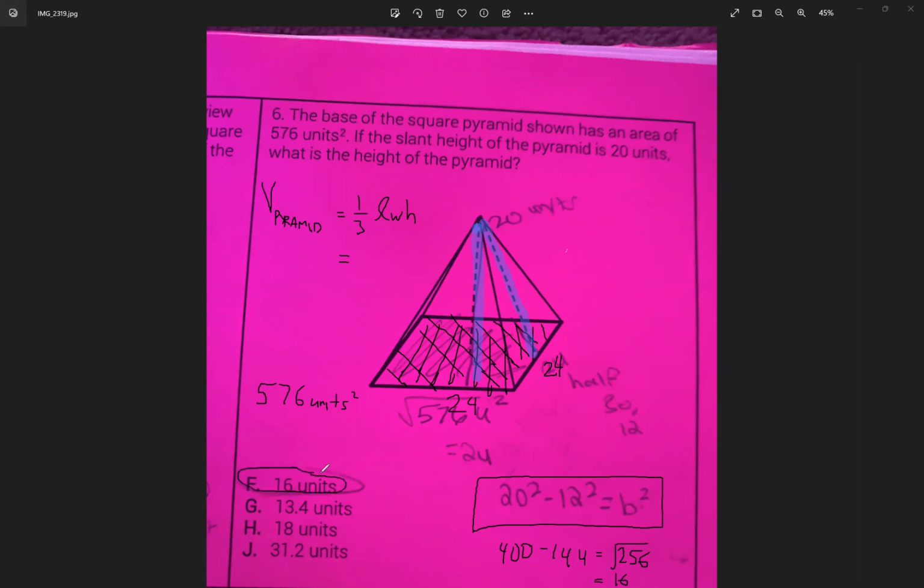I knew how to do the problem. It's just that the height part confused me. So this one is the slant height. Take the slant height. That's the slant height. This one is the slant height.